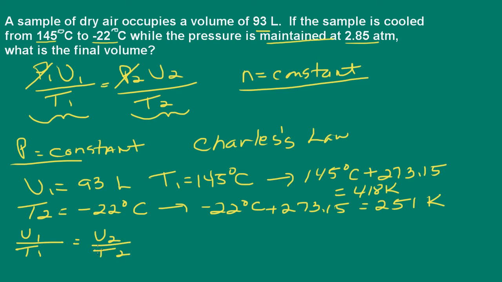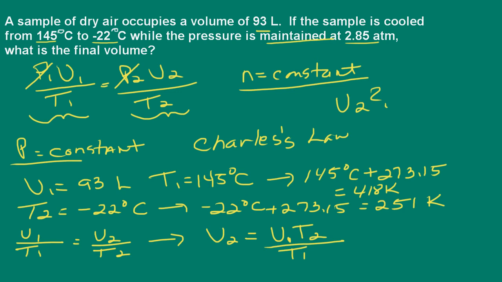Okay, so let's go ahead and solve for V2. That's what we're looking for. We have V1, we have T1, we have T2. So what we're looking for is V2. So let's go ahead and solve this. So with a little rearrangement, we end up with V2, our final volume, equal to the initial volume times the final temperature over the initial temperature.